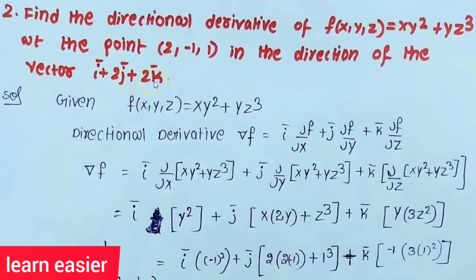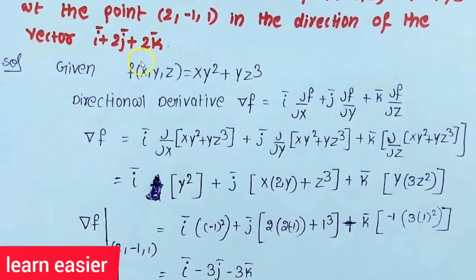So what is the formula for this? Del f dot e cap, where e cap is e bar by mod e bar. So you have to find del f, then del f at the point, and then del f dot e cap. Let's start the solution.